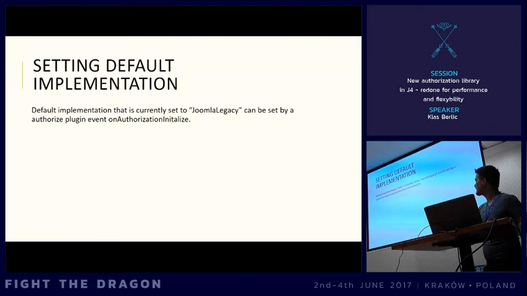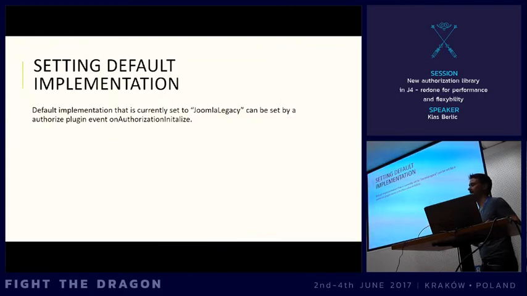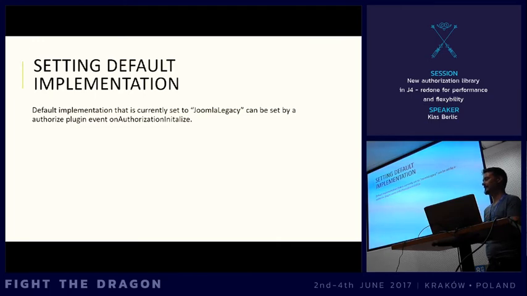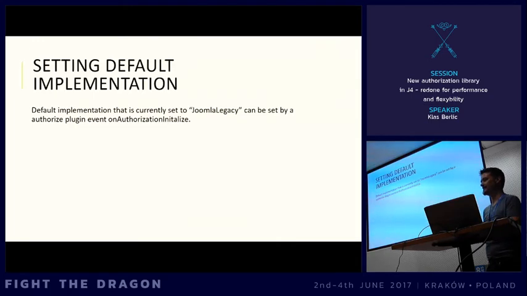To set the default implementation, which is currently set to Joomla Legacy to support backward compatibility out of the box, it can be set by the authorization plugin event on authorization initialize. So with a plugin you can load your own implementation and say, now we are the default one, and that's basically it.